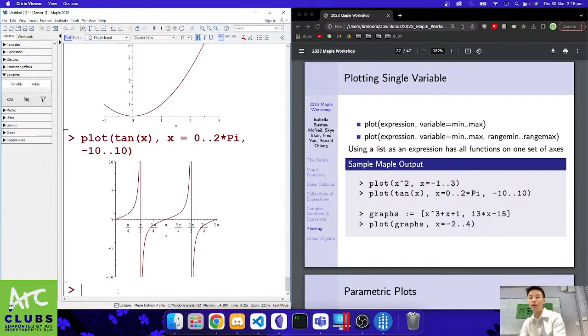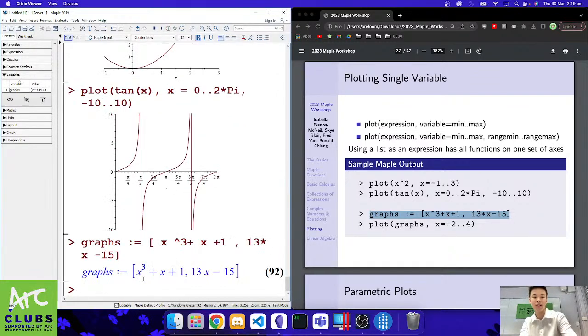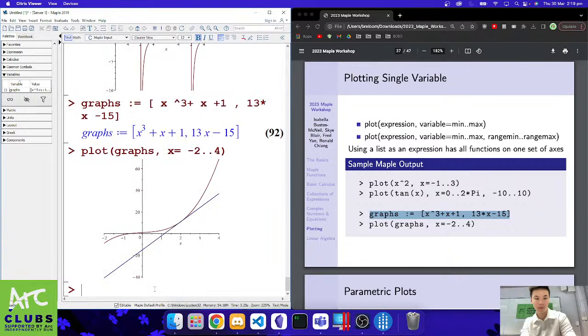And the last thing is we can also plot multiple curves on the same graph. To do that, we first need to chuck all of our equations inside a list. So suppose we set graphs to be a list of these two equations. And we call the plot command again on graphs, where x ranges from -2 to 4. As you can see, we get the two curves on the same graph using lists.